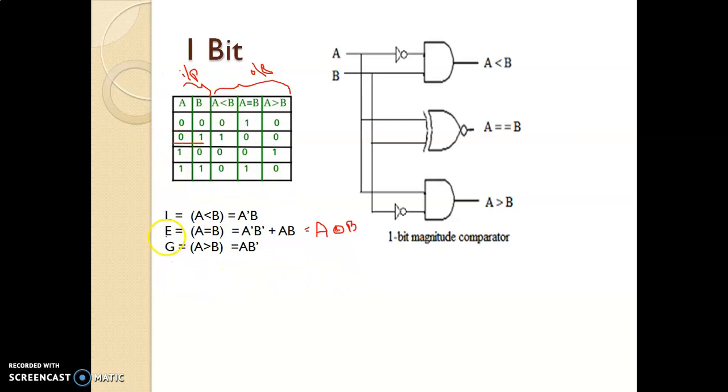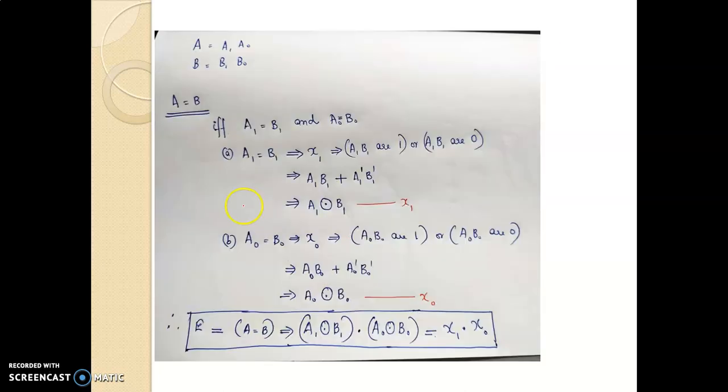When will you say that they are equal? When A XNOR B. Similarly, you can say that A1 is equal to B1 when A1 XNOR B1, and you can say that A0 is equal to B0 when A0 XNOR B0. That is what we have obtained here. We are calling this as X1 and this term as X0.